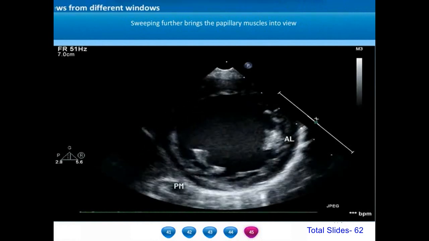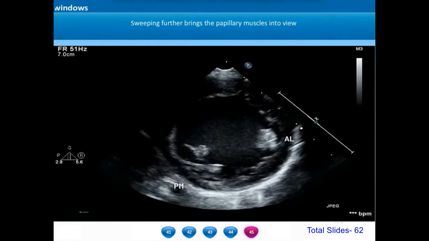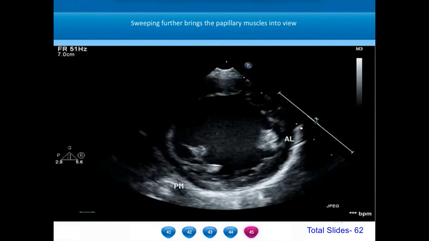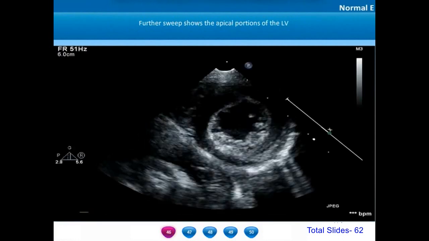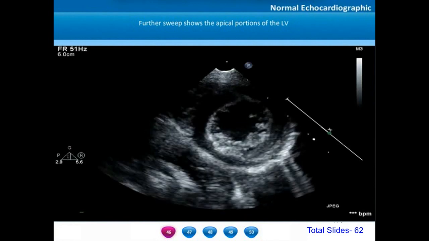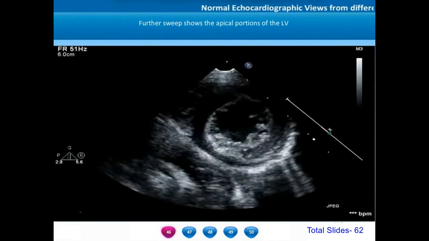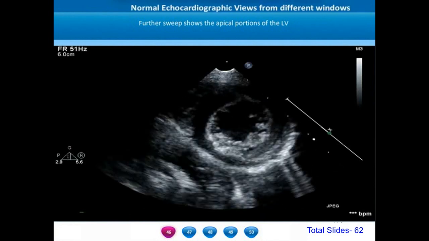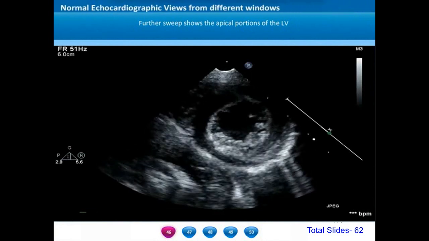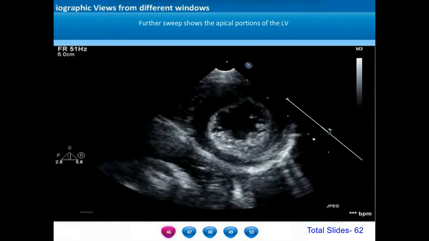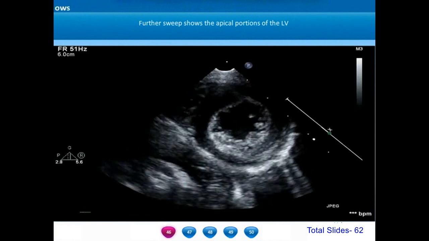On a further downward sweep in the same parasternal short axis view, we can appreciate the two papillary muscles, the anterolateral and the posteromedial papillary muscle. On a further sweep downward, we can see the apical portions of the ventricle. These areas will be devoid of the papillary muscles because we have come to a plane much more apical than the plane of the papillary muscles.